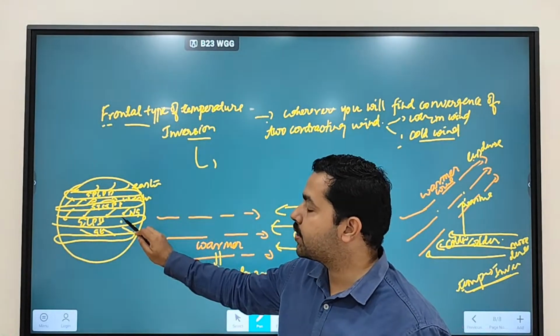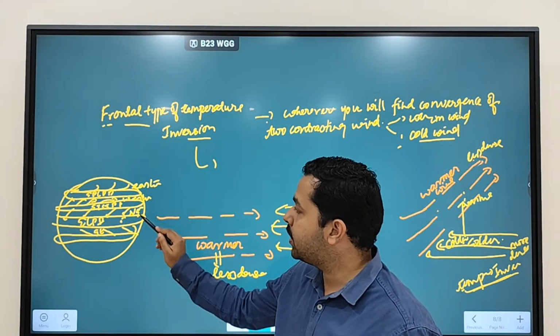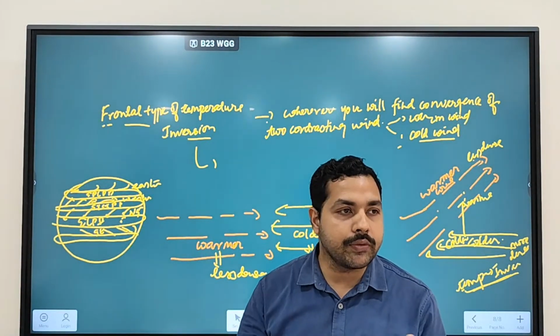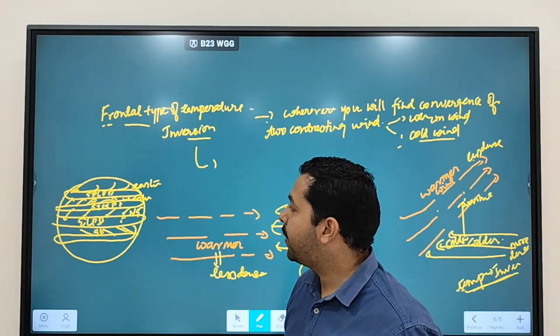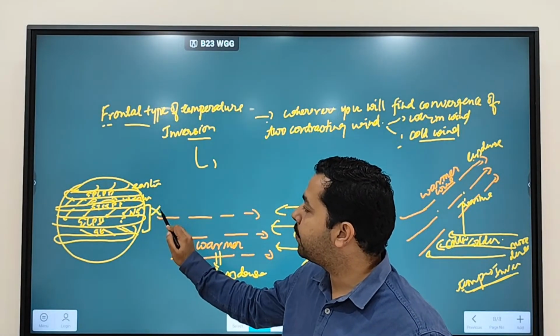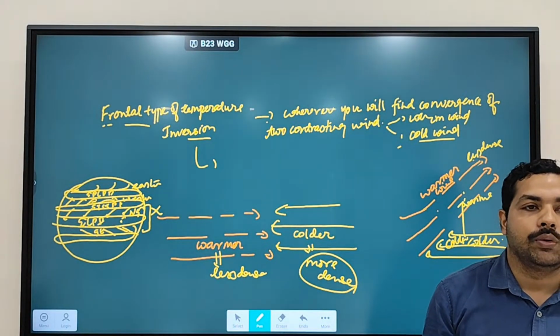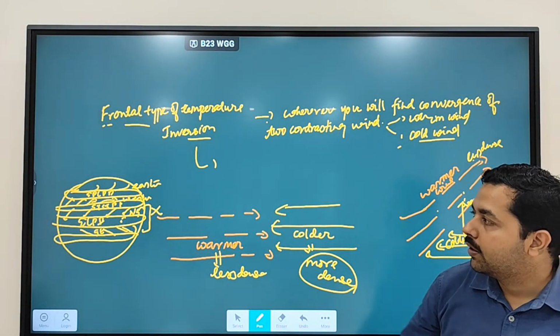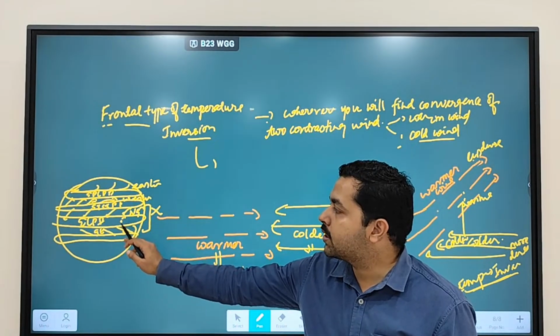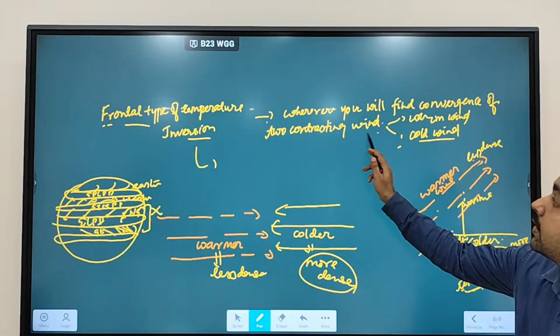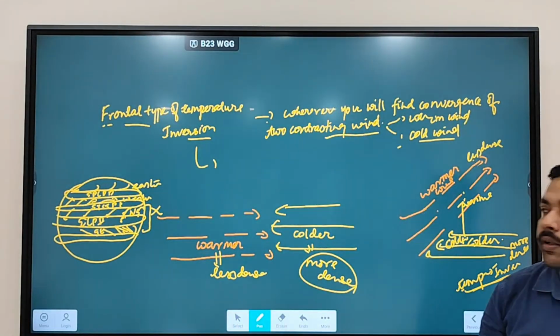So where do you see wind convergence? You see wind convergence in the equatorial region, where the northeast trade wind and southeast trade wind are converging. But here the frontal type of temperature inversion will not be formed. Why is it not being formed? Because both winds are hotter in nature. Both are coming from the tropics region. Contrasting winds are required. Clear?